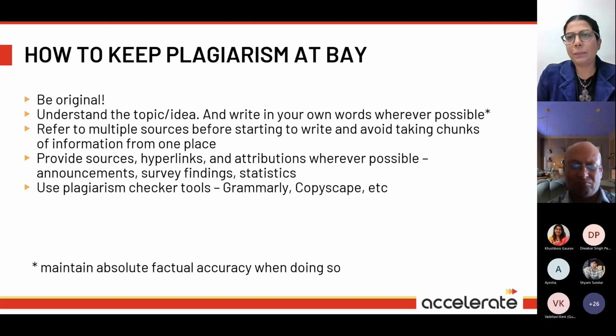Okay. Now, how do you keep plagiarism at bay? Now that you've seen an example, let's see how you can avoid falling into the trap of plagiarism. First is a no-brainer. You got to be original. Understand the topic and idea and write it in your own words wherever possible. But remember that while you're doing that, you must maintain absolute factual accuracy. Refer to multiple sources before starting to write and avoid taking chunks of information from one place.